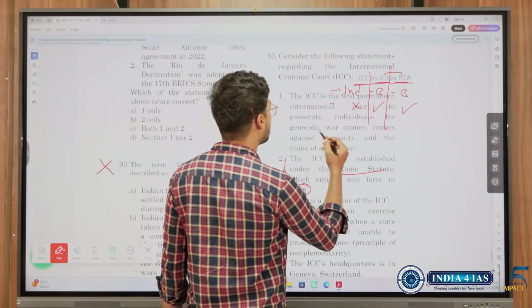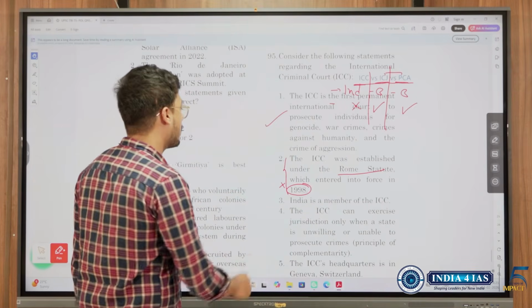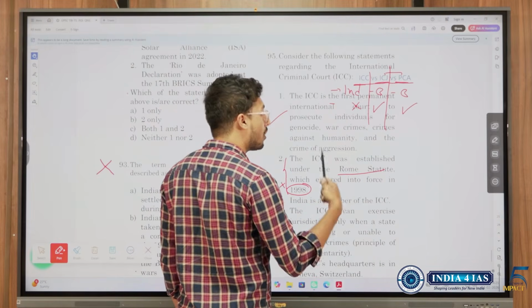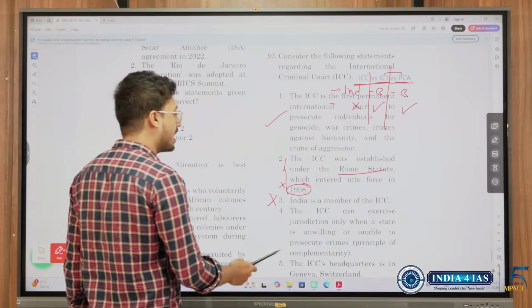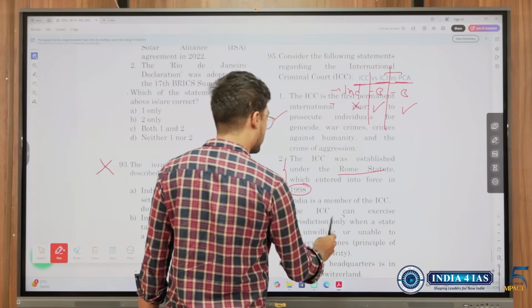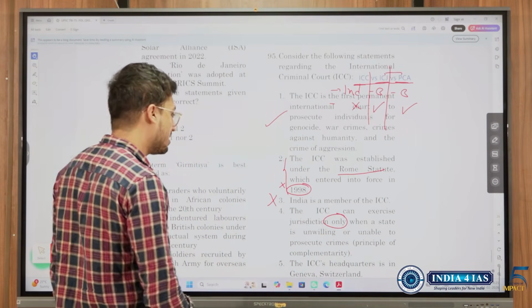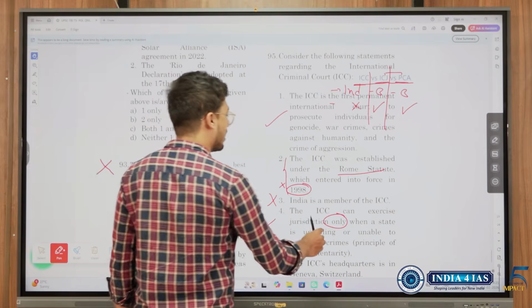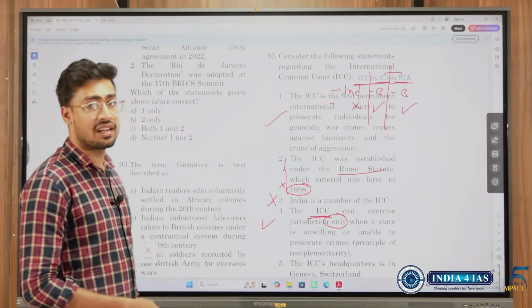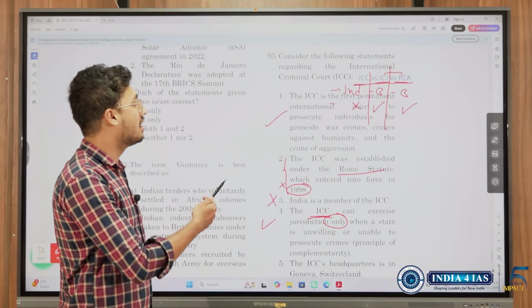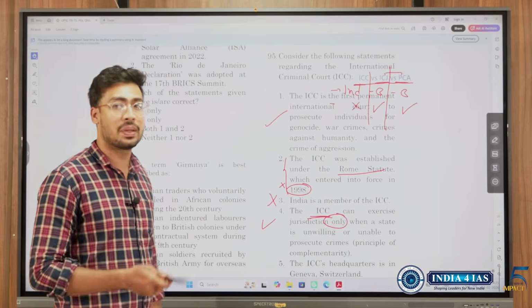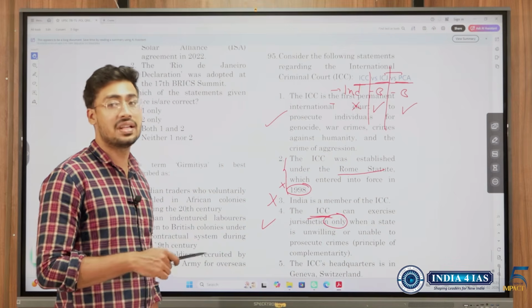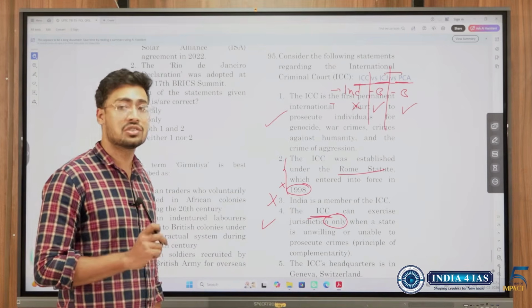ICC is a permanent international court to prosecute individuals, that is okay. India is a member of ICC, wrong. Like I said, India is a member of ICJ and PCA. India-Pakistan issues, we go to PCA, or if we have issues with other countries we go to ICJ, but not ICC. ICC can exercise jurisdiction only when a state is unwilling or unable to prosecute crimes. This is correct. When a state is unable to prosecute crimes within its domestic area, then ICC can exercise its jurisdiction. And that too, only in countries which have accepted or signed the ICC agreement. Since India is not a member of ICC, if some individual in India commits a genocide crime, then ICC cannot step in because India is not a member.